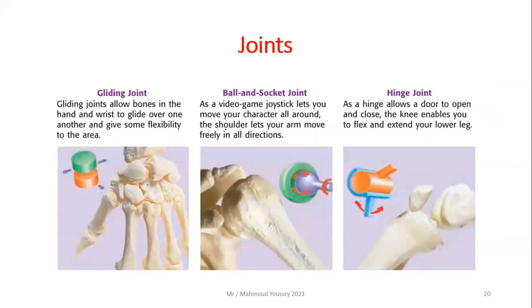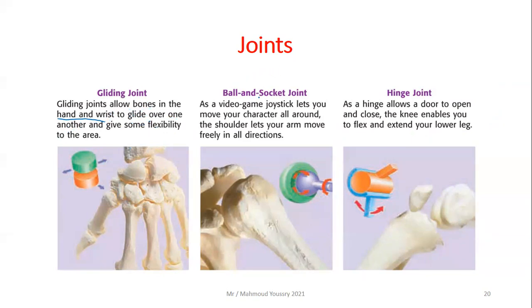Okay, let's see the three types of joints. We have the first one, the gliding joint. Gliding means sliding. Gliding joints allow bones in the hand and wrist to glide over one another and give some flexibility to the area. So this is in your wrist, as you can see right here.